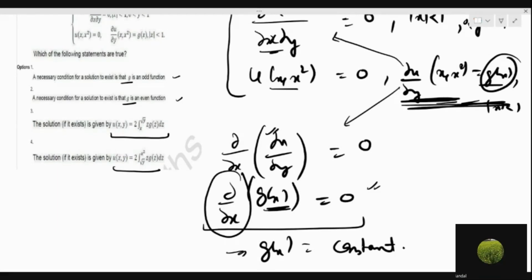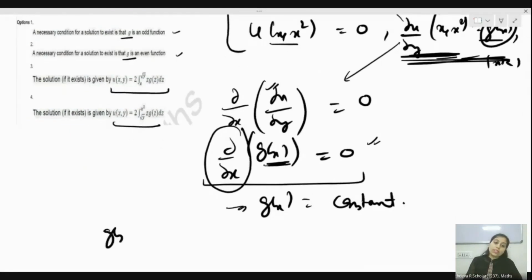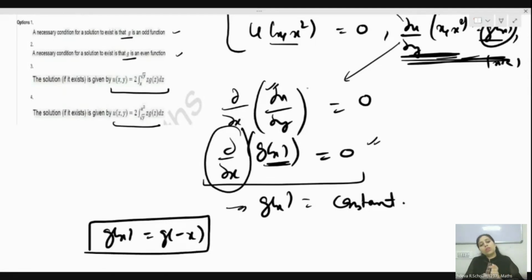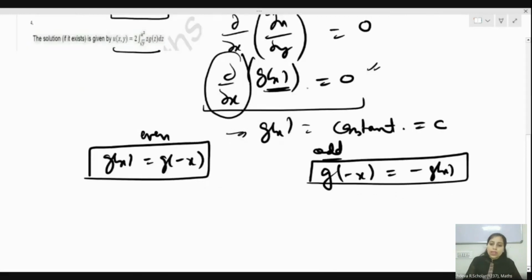Even. How to check? Even function is a function which gives you g(x) equal to g(-x). But the odd function is the function where, after putting the negative sign, the negative goes outside. So here we can check if the function is constant, that means some value c. Its value is not changing anywhere. When we substitute x by minus x, that value will remain the same, c.